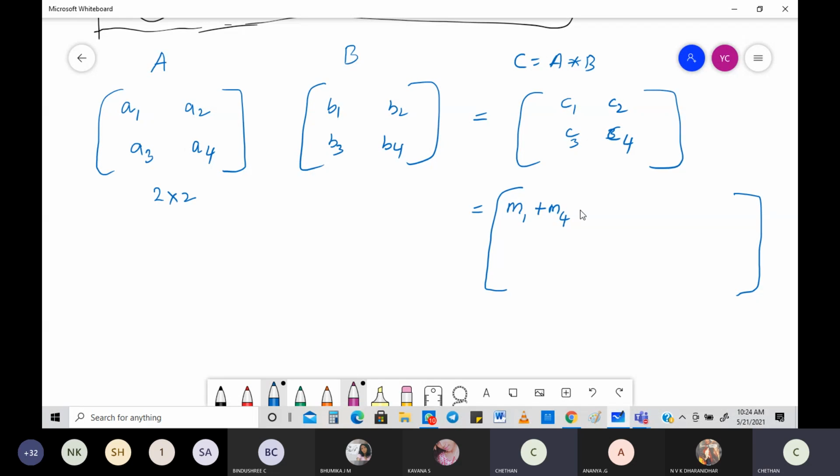Now, what is M and all? I'll tell. People may be thinking, what is M? There is no M at all. I'm going to tell. Don't worry. Then I'm going to say M3 plus M5. Then M2 plus M4. Then M1 plus M3. Be careful here. Minus M2 plus M6. So there are lots of values.